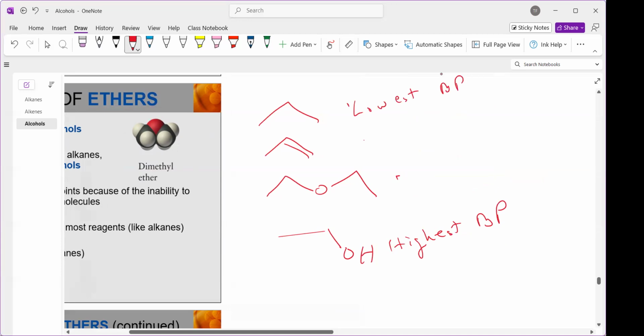Propane, 3 carbon, the lowest. Everything else in between. Just figure ether is halfway between, just as an approximation.